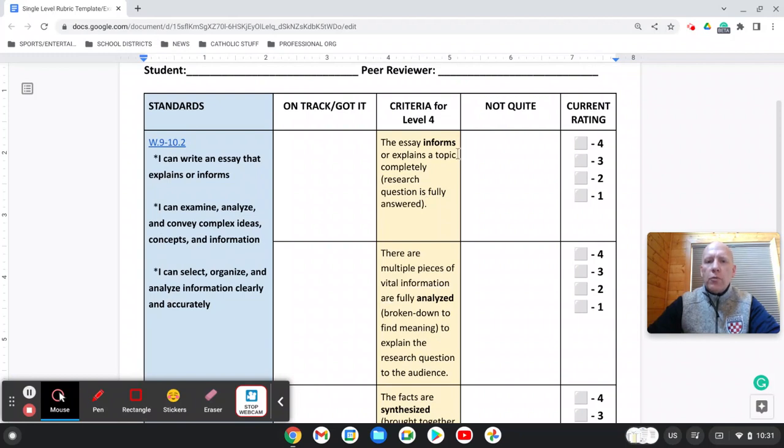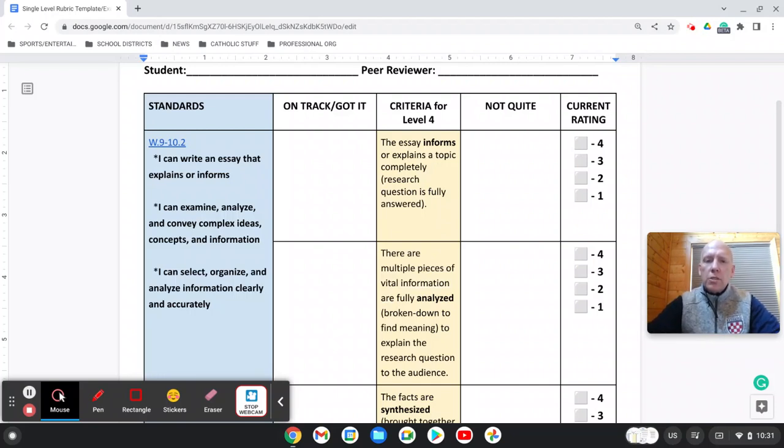The criteria for number 4, we want it to be a description of quality as much as possible. We want to use the verbs that associate with the standard as much as possible. But again, we're looking for the highest level that we can to drive all students to that 4.